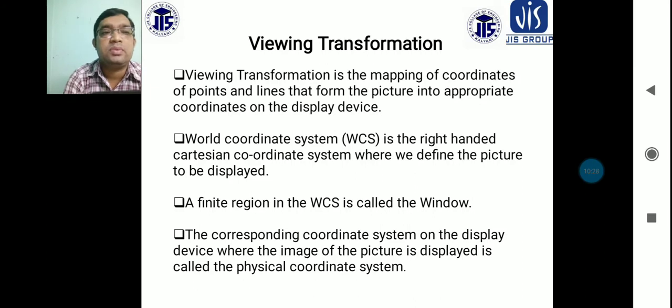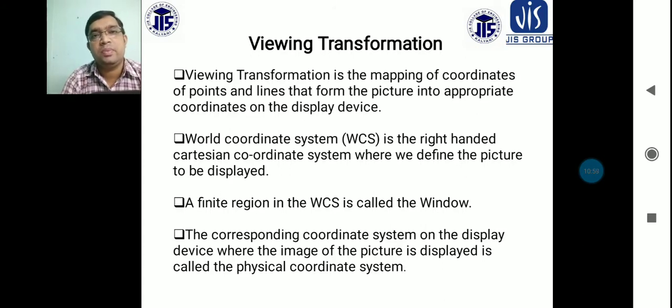Now comes viewing transformations. The viewing transformation is the mapping of coordinates. That means different types of coordinates are involved in this mapping, and the points and lines that form the picture are mapped into appropriate coordinates on the display device.